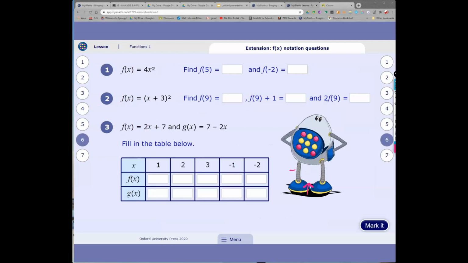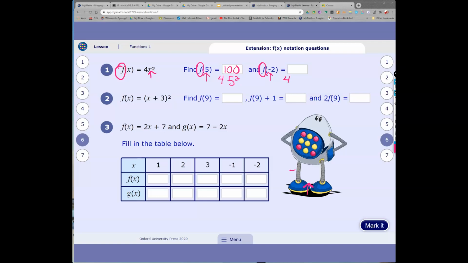All right, on this next page is just practicing using the inputs, understanding what this notation means. So 5 is our input, and the rule that we're using is f. So that would be 5 squared. You remember, you do your exponents first. So this would be 4 times 5 squared. That's 20.